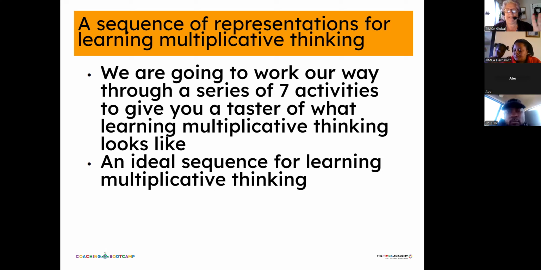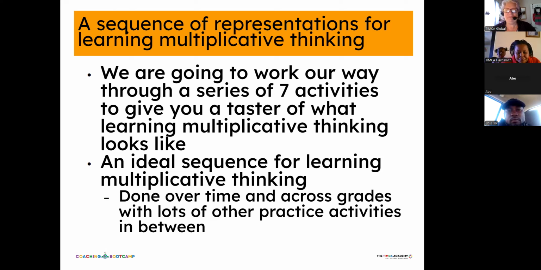So we're going to do these 7 activities, and this would be an ideal sequence for how you would learn multiplicative thinking. If we had a person and we could sit them down and say, right, we're going to teach you multiplicative thinking from beginning to end, this is what it would look like. But obviously that doesn't happen in real life because we learn this stuff gradually as we get older. But because we're doing this as adults, we can do this as a sequence and see how it works. All right. So that's what we're going to do.